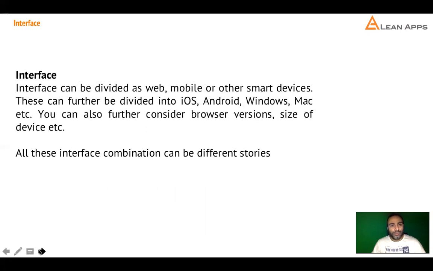Okay, now, next one is interface. Interface is basically whenever you're doing product development, you try to build products for different devices, and these could be called different interfaces. It could be a web product, a mobile product, or any other smart device product like a watch. Or if you're creating a story, you can create different stories for each interface. You can also further divide that into iOS, Android, Windows, Mac, depending on which platforms you're targeting.